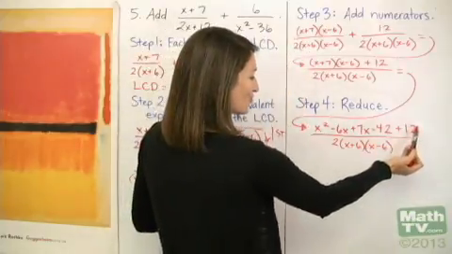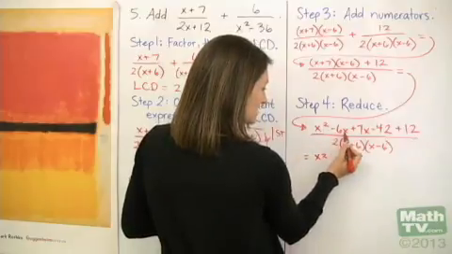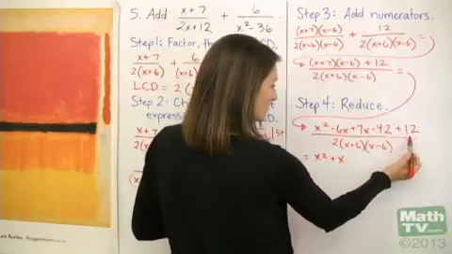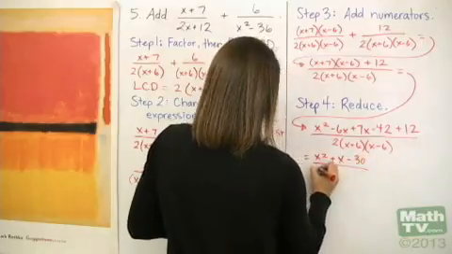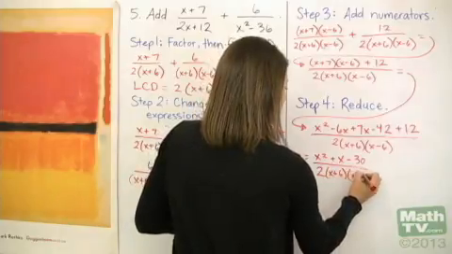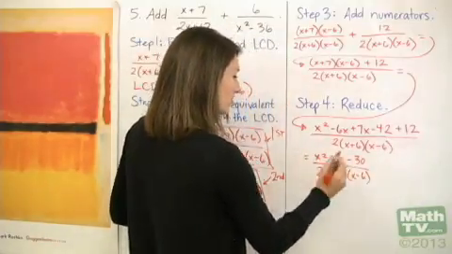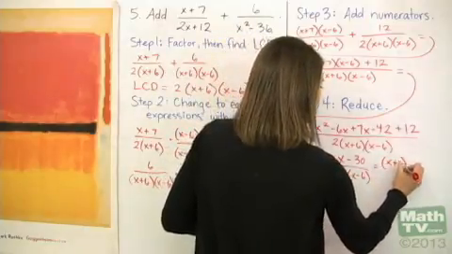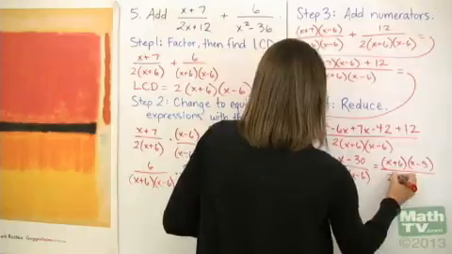Now we just simplify this numerator here. So this is equal to x squared. Negative 6x plus positive 6x gives positive x. And then negative 42 plus positive 12 gives negative 30. Still over our common denominator of 2(x + 6)(x - 6). We're almost done. If we were to factor this polynomial at the top here, we would get (x + 6)(x - 5). Again, that's all over our LCD.